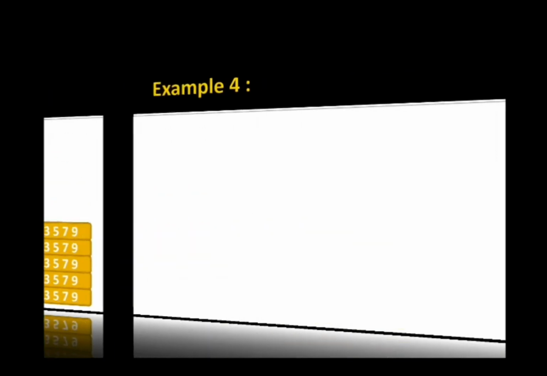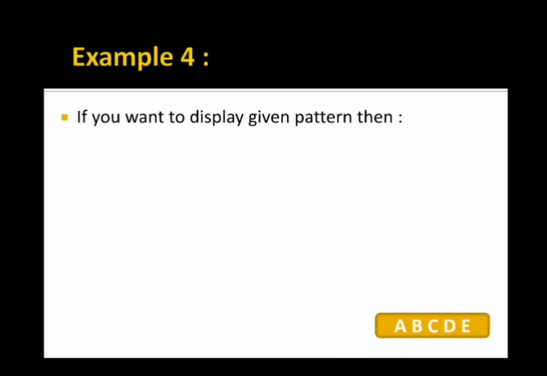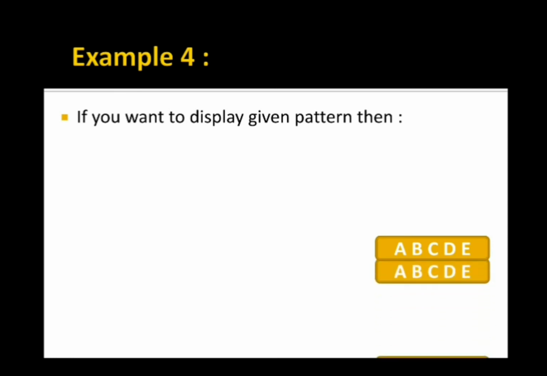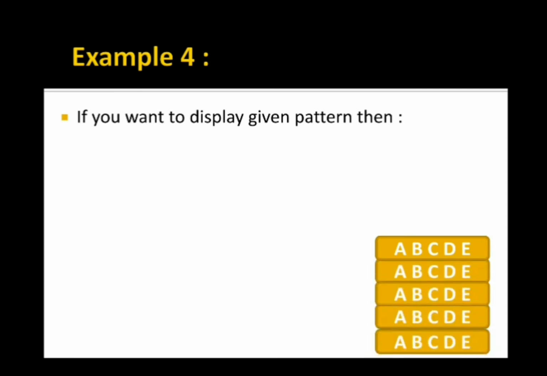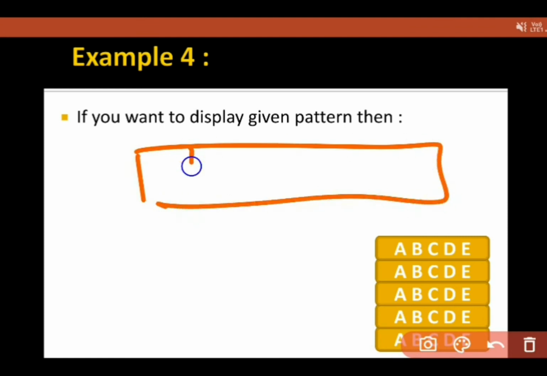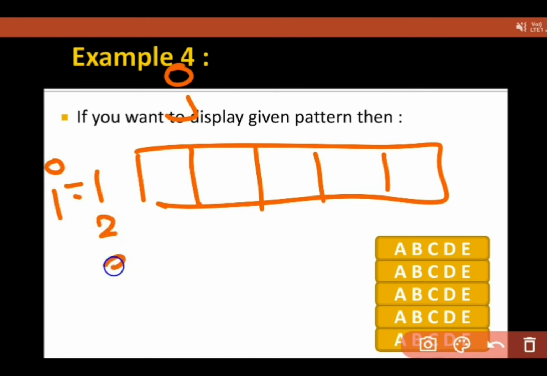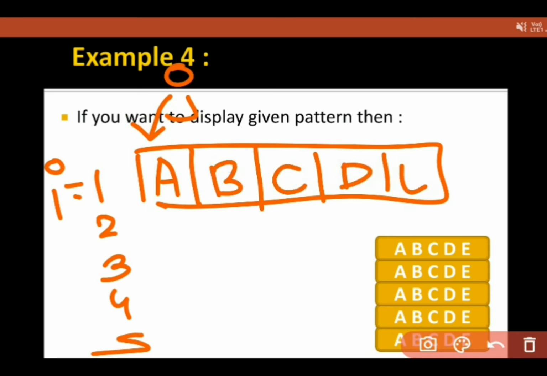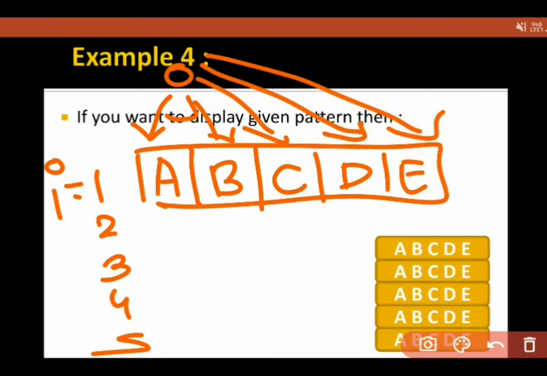Now see the next example. If I want to generate this pattern, A, B, C, D, E, again 5 times. I told you, this is my one row containing 5 columns. Column is j. Row is i. i is doing the activity 5 times. But what is the activity? The activity is j should contain A, then B, then C, then D, then E. The value of j should be changed in this manner. And we have to display our j.